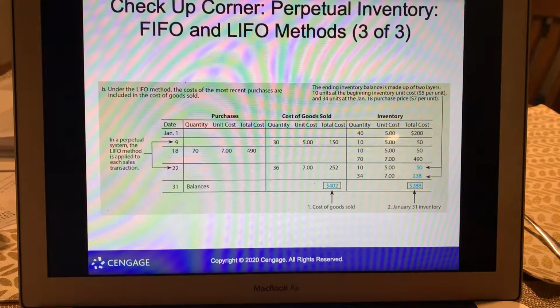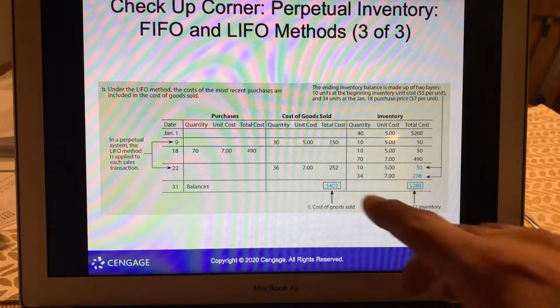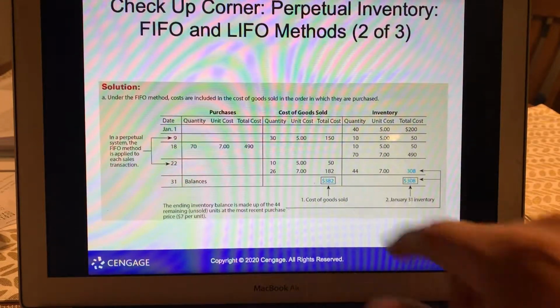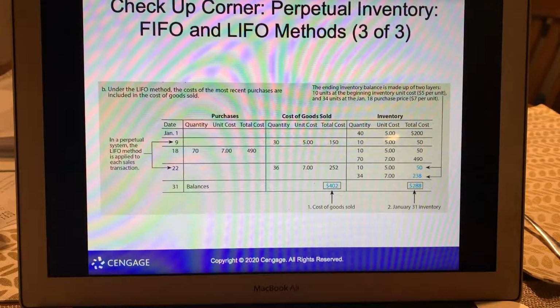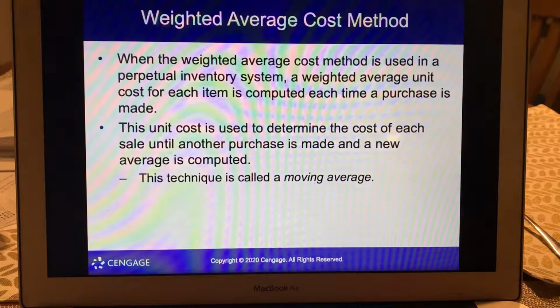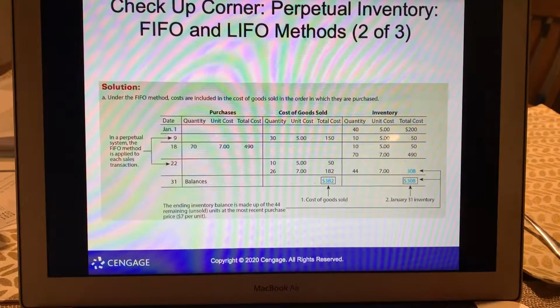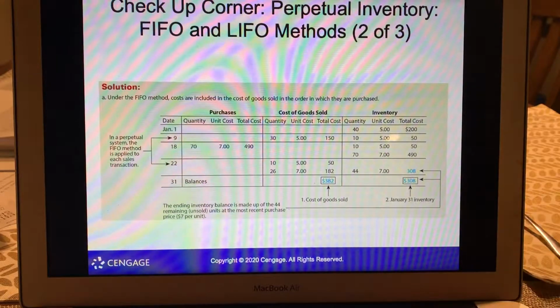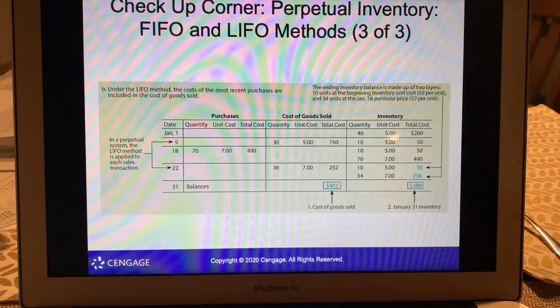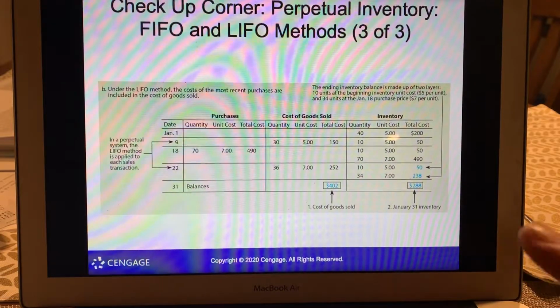Which method has a greater impact on the income statement? On this one, 402 is larger than 382. That's why LIFO has a greater impact on your income statement. And then 308 versus 288. So 308 has a greater impact on your balance sheet. So your inventory is, sometimes they say it's overstated, or sometimes they say it's understated. So it just depends on how you look at that.